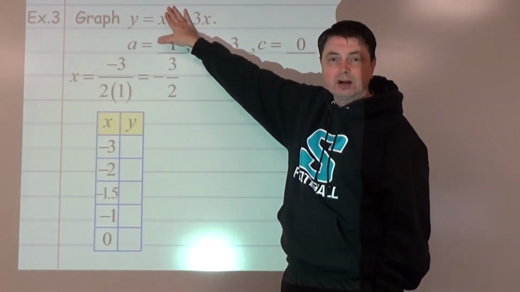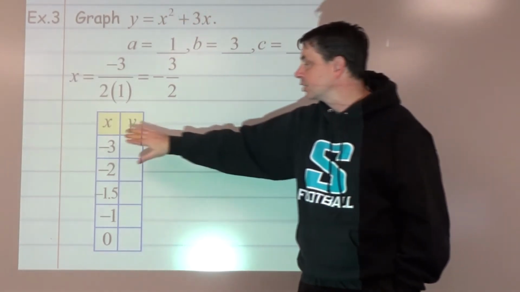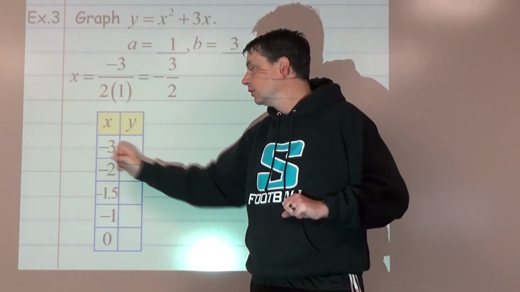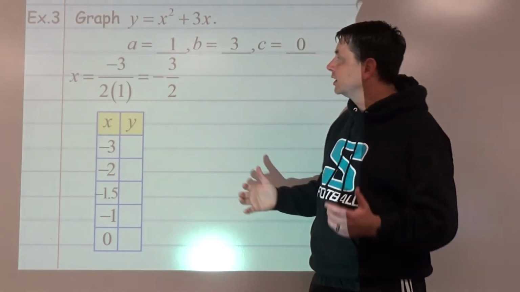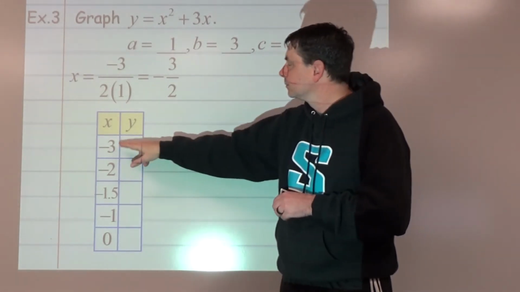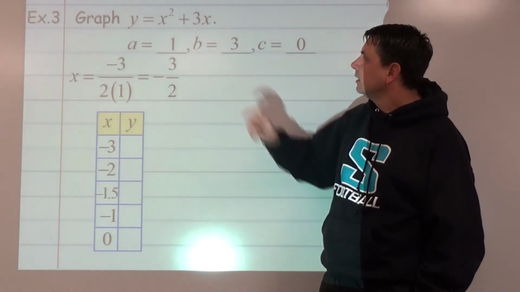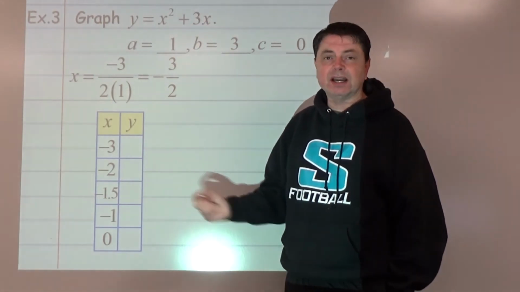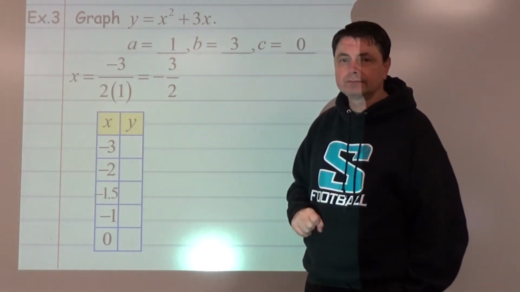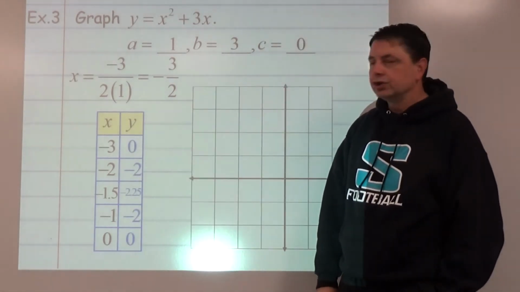Negative 3 squared plus 3 times negative 3. You can use a calculator. Make sure you use parentheses, especially around negative numbers. Or we can just kind of try to do it on our own. Calculators are often more reliable though. Negative 3 squared is 9. 3 times negative 3 is negative 9. Added together would be 0. Do that for the rest. We should get these values.